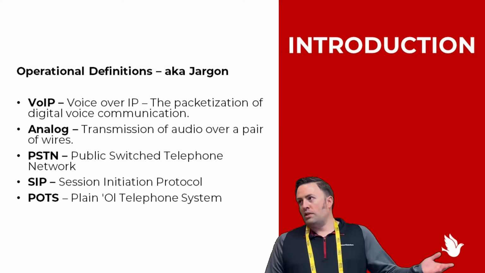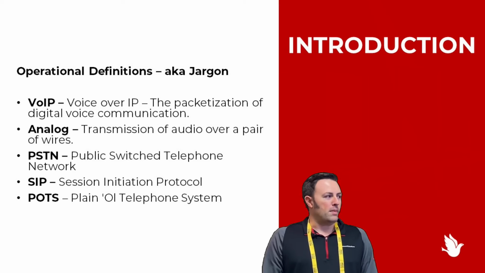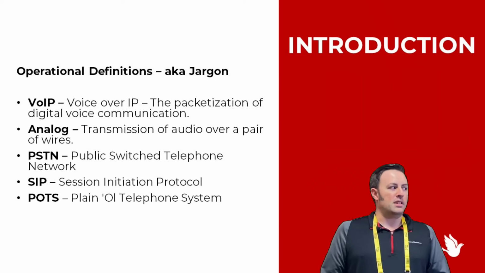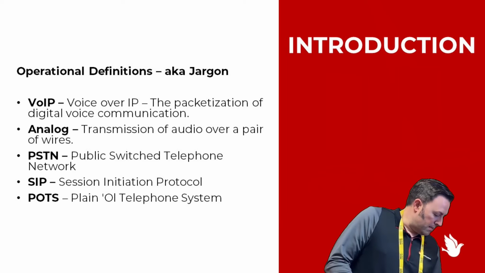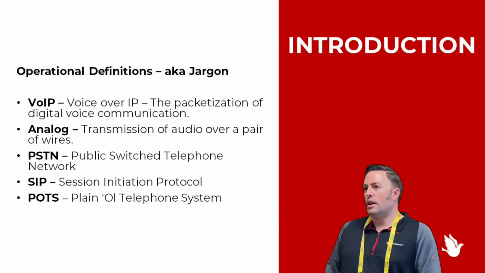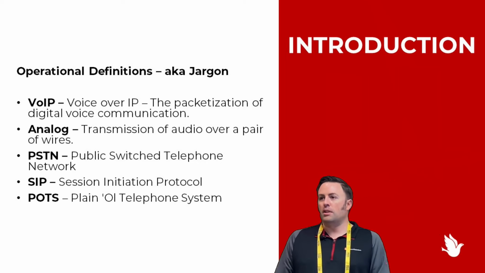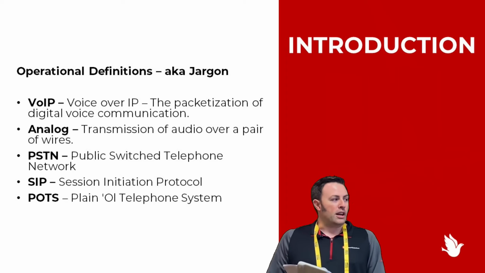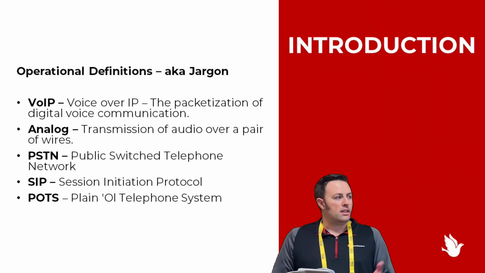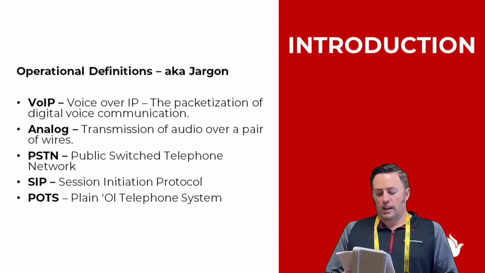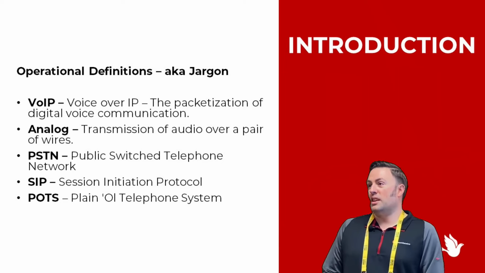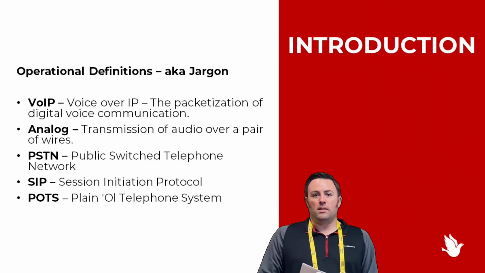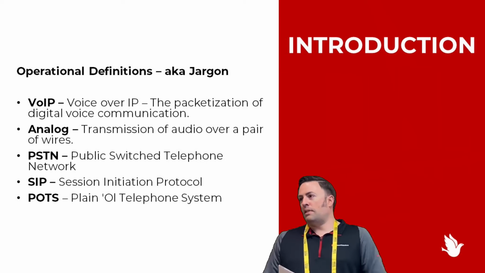VoIP, right? Voice over IP. It means the packetization of voice over an IP network. So this is the same network that runs on your Ethernet, on your fiber. That's what we're talking about when we say VoIP. In stark contrast, we have analog, which is the transmission of audio over a pair of wires. So this is the technology from the late 1800s, Alexander Graham Bell stuff. This is the speakers that are going in the back of your hi-fi system, analog.